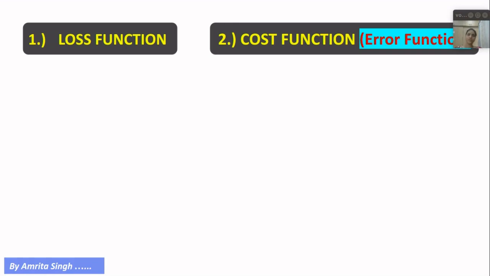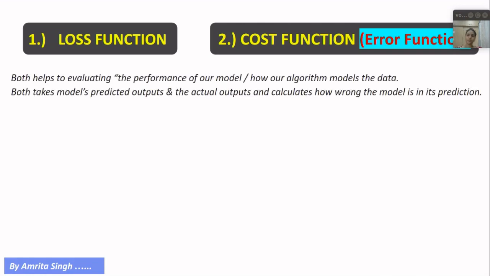The cost function is also known as the error function, and both help us to evaluate the performance of our model, or you can say how our algorithm models the data. Both take a model's predicted output and the actual output and calculate how wrong the model is doing in its prediction. But there are differences between these two functions, which segregate these two terms.